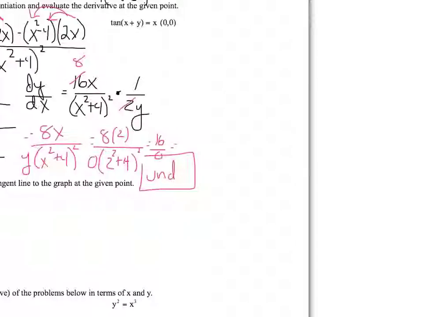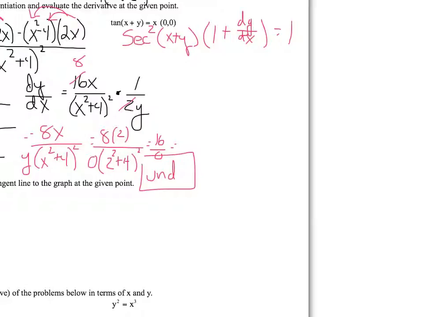So the first thing I'm going to do is take the derivative of the tangent. Derivative of tangent is secant squared, x plus y. And then you take the derivative of the inside. So the derivative of x is 1. The derivative of y is just a 1. However, you have to add that dy dx afterwards. Equals, and on the right-hand side, the derivative of x is a 1.